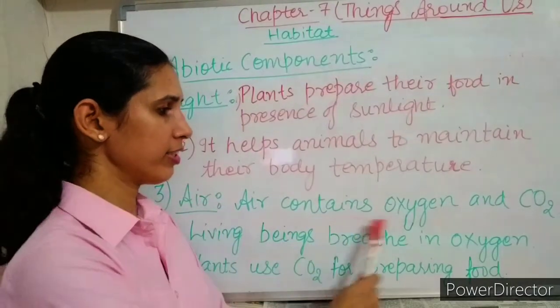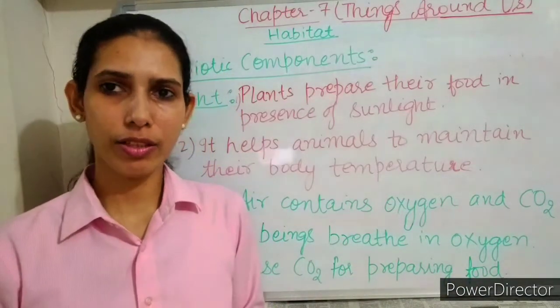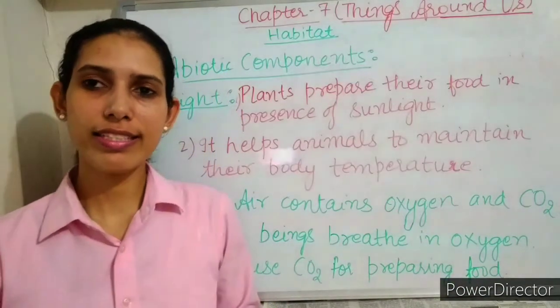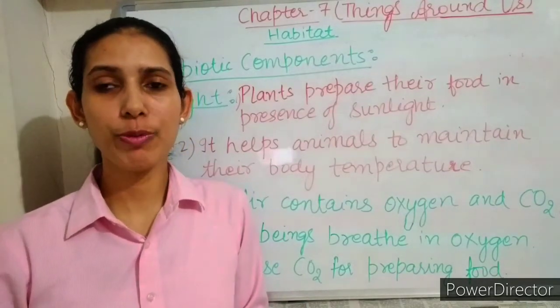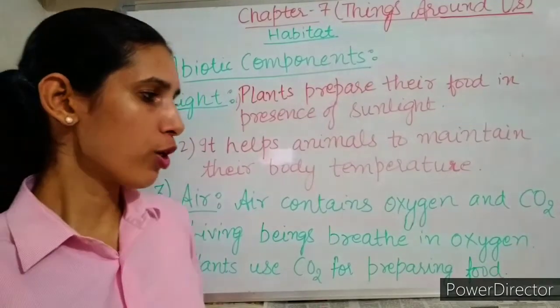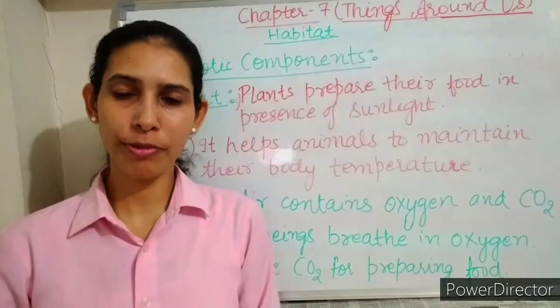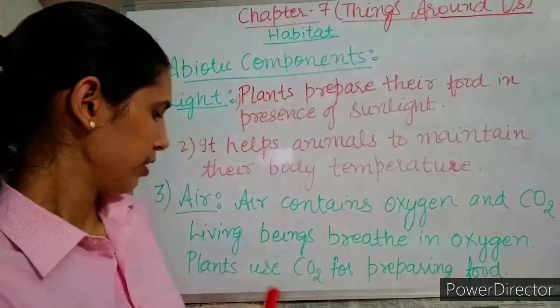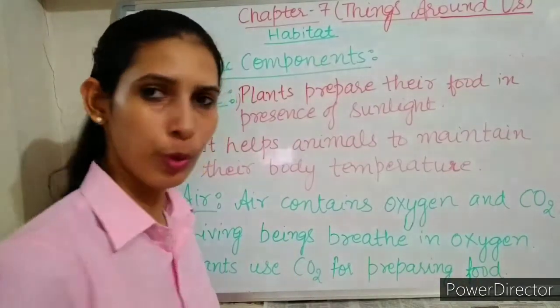Air contains oxygen and carbon dioxide. Living beings breathe in oxygen. This inhaled oxygen is utilized to break down the food, which produces energy. So it is because of the inhaled oxygen that we are able to get the energy from the food that we eat. Second, plants use carbon dioxide for preparing their food.